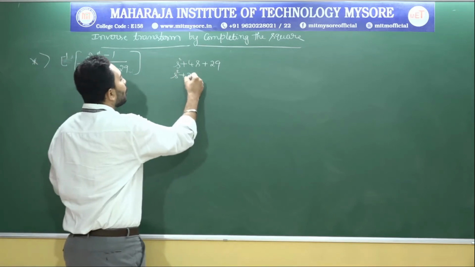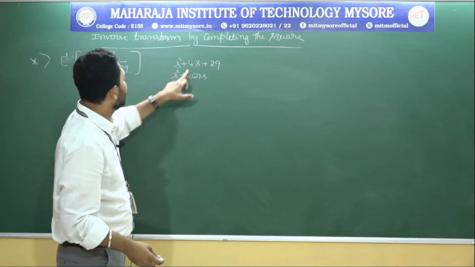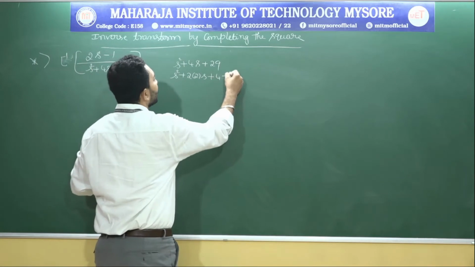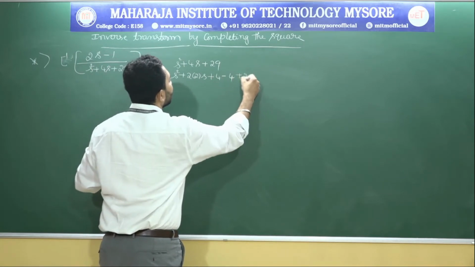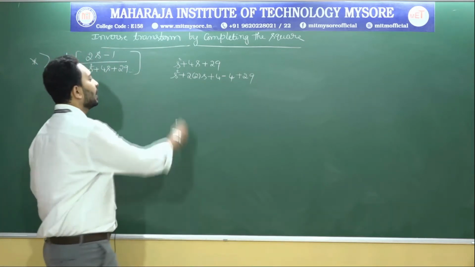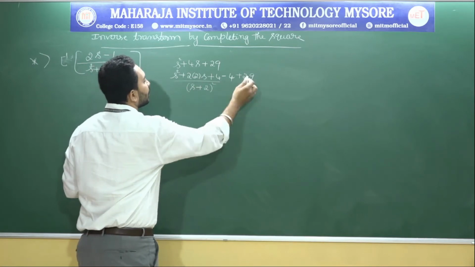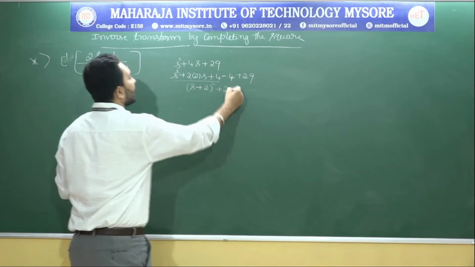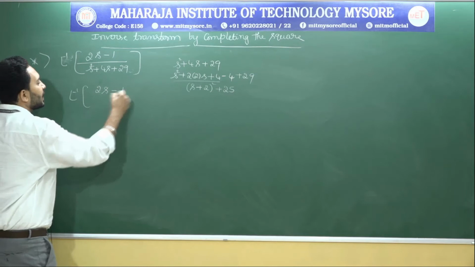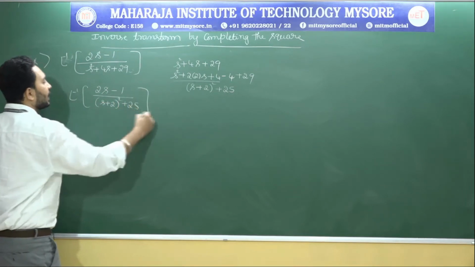s square plus 2ab, it's already we have, so 4s. It is nothing but 4s. s square plus 2ab plus b square, b square is 4. So subtract minus 4 plus 29. If I cancel plus 4 and minus 4, we will remain with s square plus 4s plus 29. So I can write this as (s plus 2) whole square plus, 29 minus 4 is 25. So now this becomes L inverse of (2s minus 1) divided by (s plus 2) whole square plus 25.